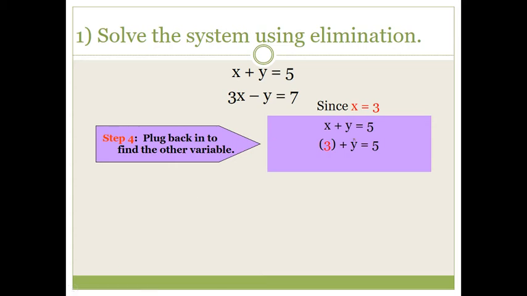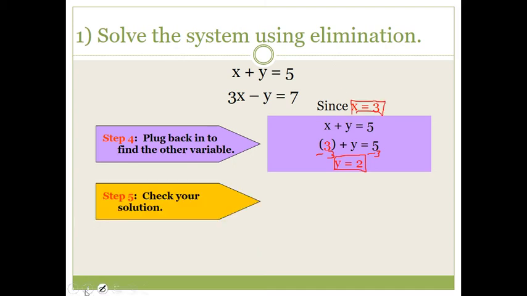And so I get that 3 plus y is equal to 5, and now I solve for y by subtracting 3 from both sides, and 5 minus 3, right, is 2. All right, so we know now that y is 2. So now we have both x and y, right? We have our solution of 3, 2. Remember, always list the x first, then the y.